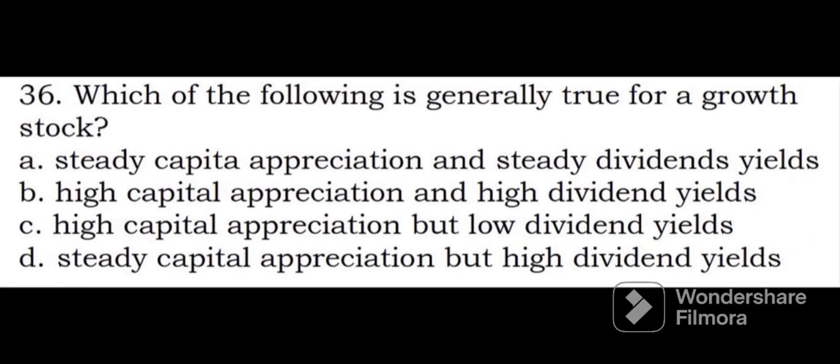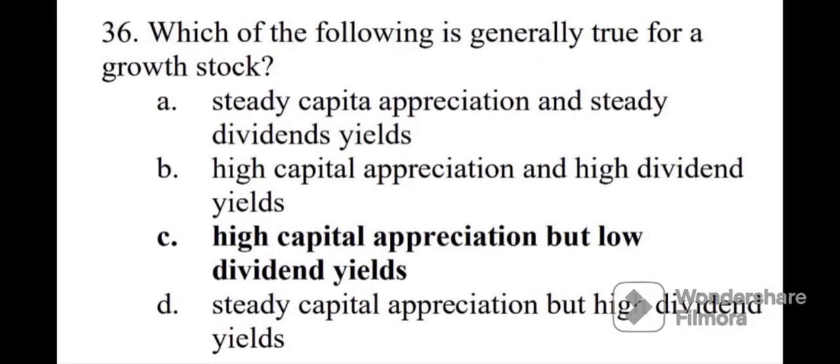Question number 36. Which of the following is generally true for a growth stock? A. Steady capital appreciation and steady dividend yield. B. High capital appreciation and high dividend yield. C. High capital appreciation but low dividend yield. D. Steady capital appreciation but high dividend yield. So the answer will be C, high capital appreciation but low dividend yield. See, you can understand a growth stock like this. If it is growing faster, that means it can reinvest its capital into the company itself. So how can they pay a high dividend, right?